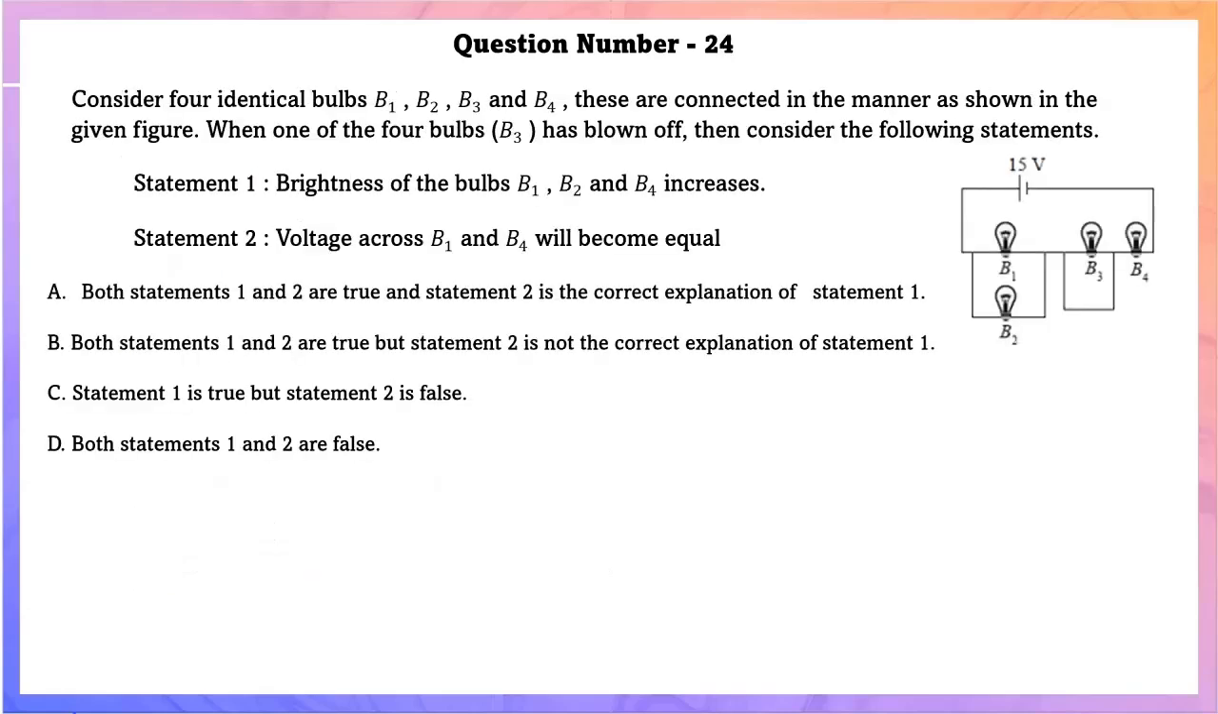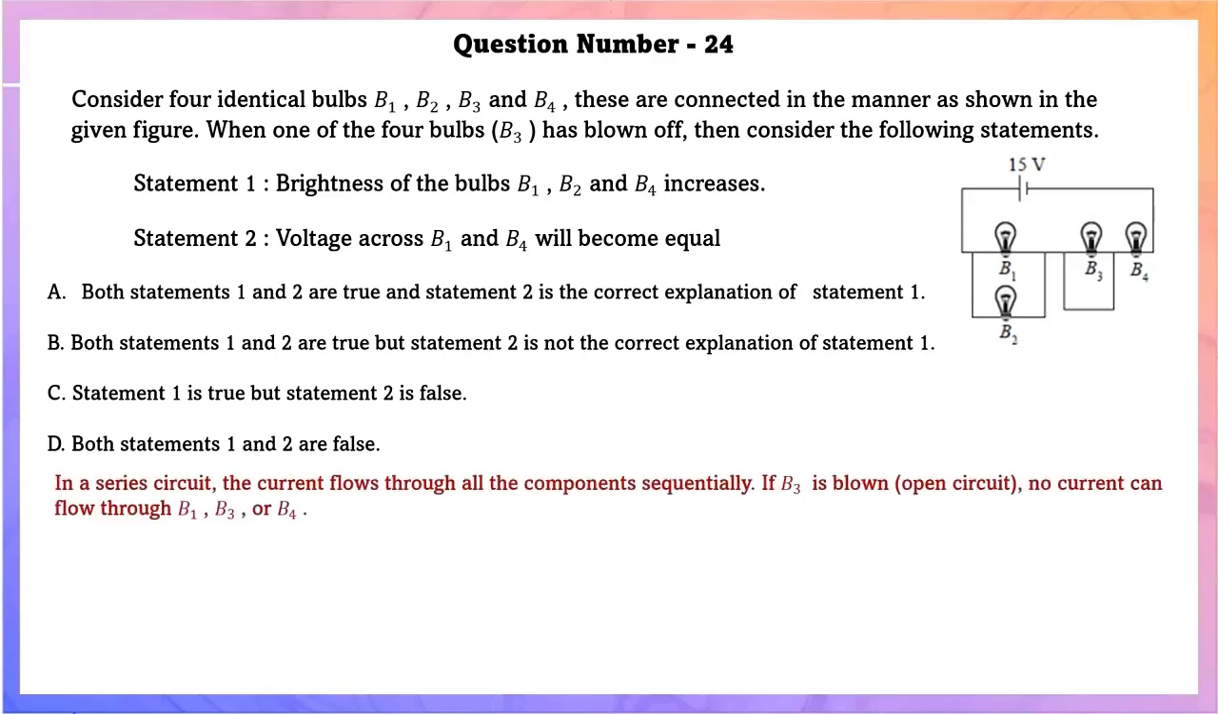Question number 24. Consider 4 identical bulbs B1, B2, B3 and B4. These are connected in the manner shown in the given figure. When one of the 4 bulbs, B3, has blown off, consider the following statements. Statement 1. Brightness of the bulbs B1, B2 and B4 increases. Statement 2. Voltage across B1 and B4 will become equal.